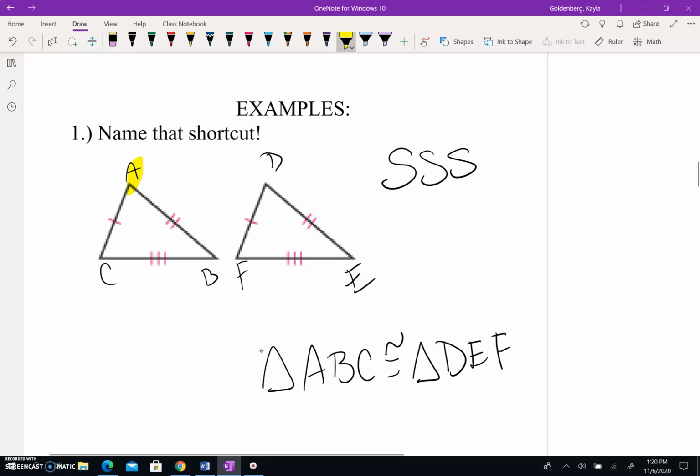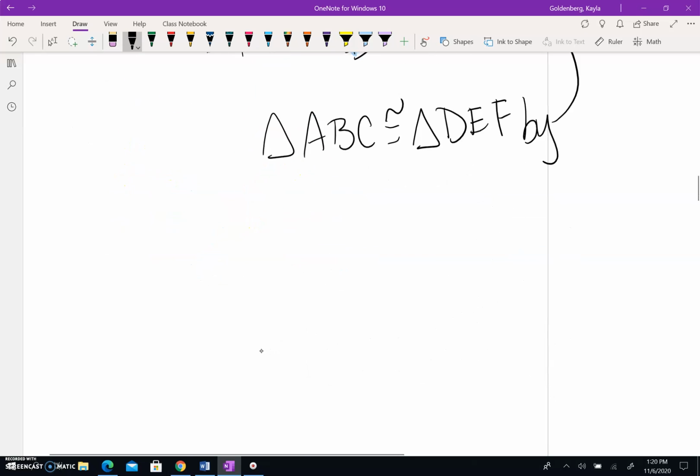Notice that A is between the 1 and the 2 tick mark. D is also between the 1 and the 2 tick mark. B between the 3 and the 2. E between the 3 and the 2. That's how I'm double checking. And we would say that they're congruent by side, side, side. That's kind of like your support for why they're congruent to each other.